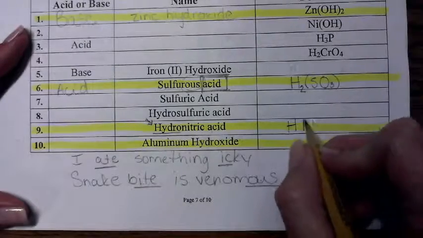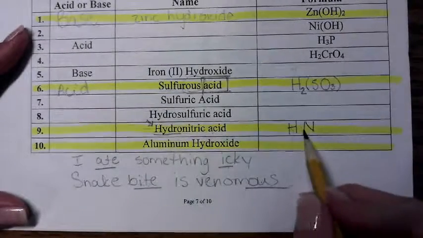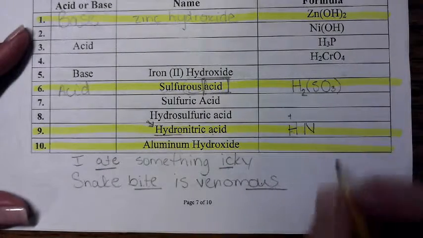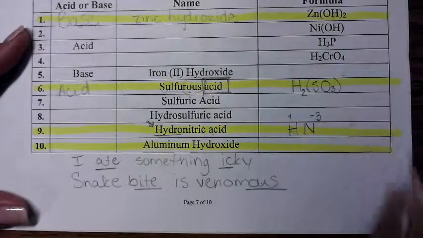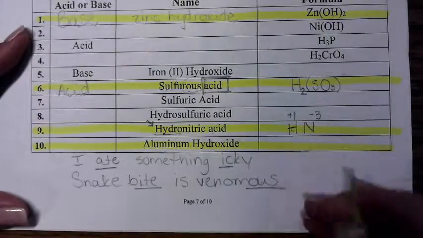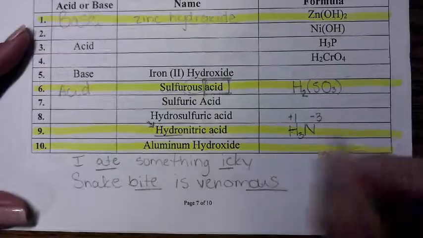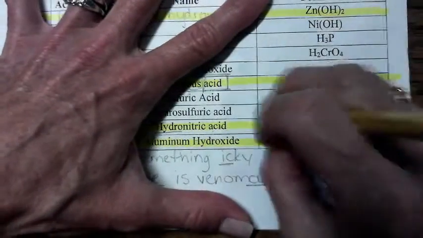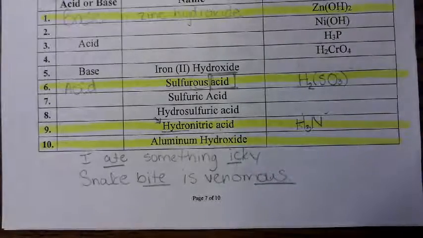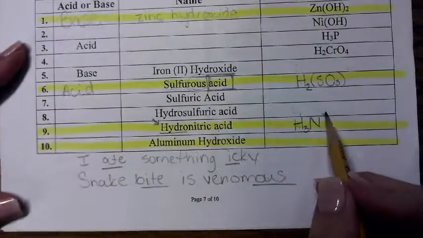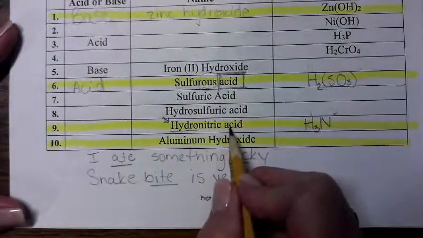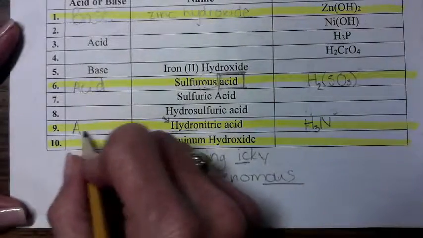So H and an N, binary, 2 elements. The oxidation number for hydrogen, +1. Nitrogen, -3. Crisscross those, use them as subscripts. The formula for hydronitric acid is H3N, and I can erase the oxidation numbers that I'd written at the top. So again, this one's an easy one. It's called hydronitric acid, so it must be an acid.